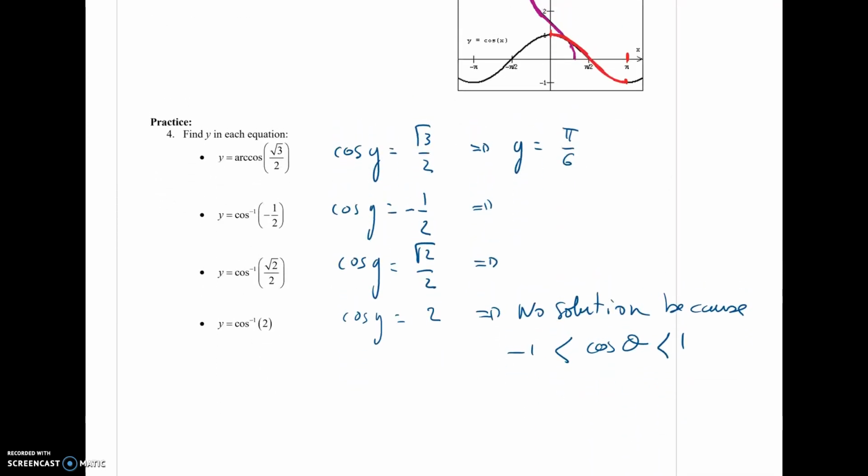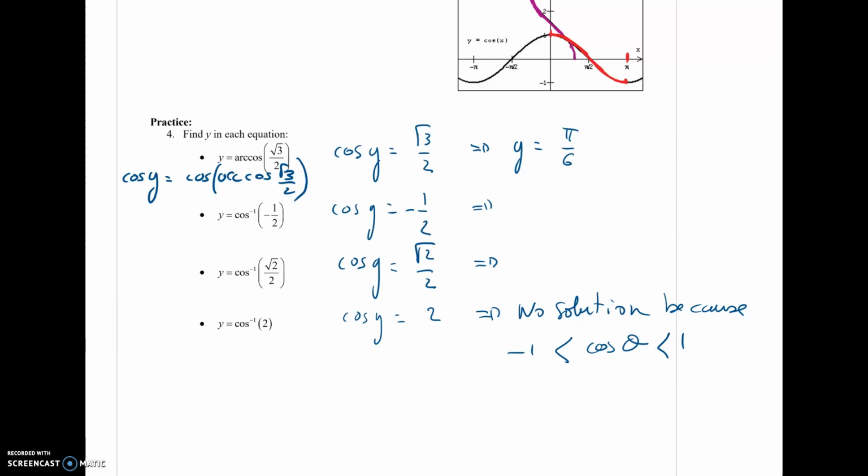practice, and we have y equals arc cosine of square root of 3 divided by 2. So if I apply the same idea, cosine y equals cosine of arc cosine square root of 3 divided by 2, which is giving me cosine y equals square root of 3 divided by 2. And what is the value of the angle that gives me the cosine of that angle equals square root of 3 divided by 2? The trigonometric function values are giving me y equals pi over 6.